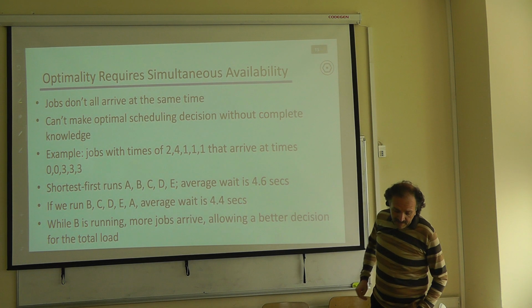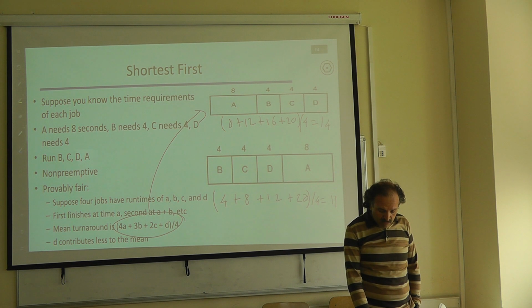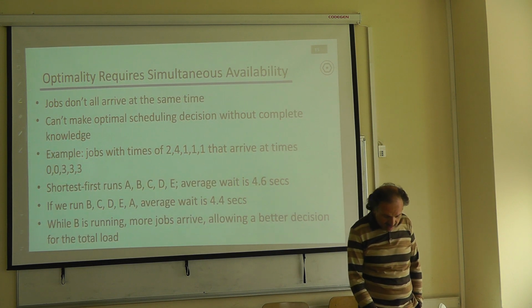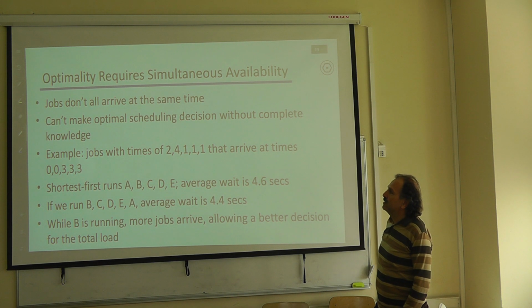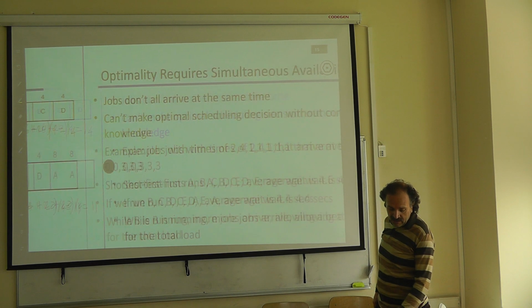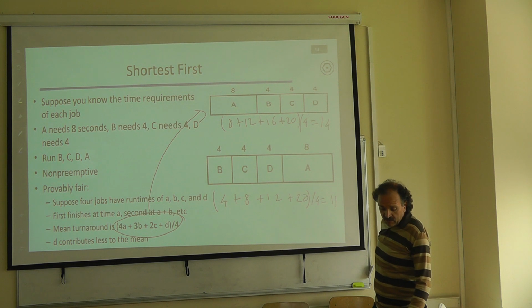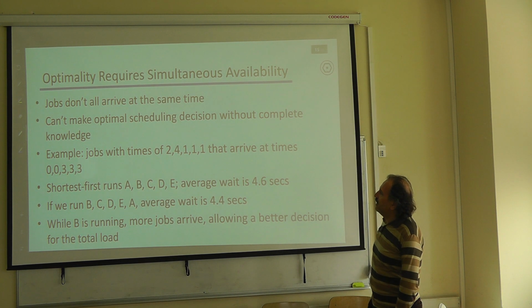Okay. Then the thing is that most of the time I don't receive all the jobs at the same time. Jobs come while I am running them. So jobs don't arrive at the same time, and I can't make an optimal scheduling decision without complete knowledge. In this case, it is easy to make the optimal decision because I know all the jobs and how long they are going to run. But if I don't have all the jobs in front of me when I start running, then I cannot make decisions.